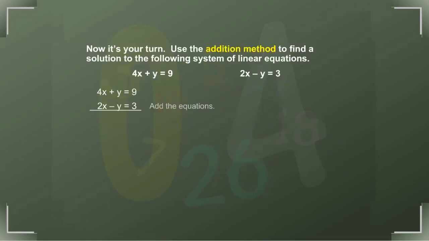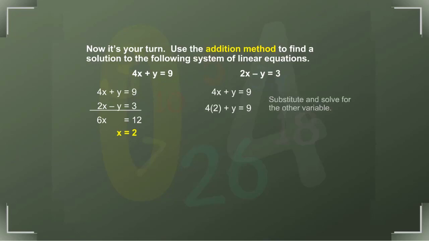Now it's your turn. Use the addition method to find a solution to the following system of linear equations. Add the equations. Solve for x. Substitute and solve for the other variable. The solution to the system is 2 and 1.